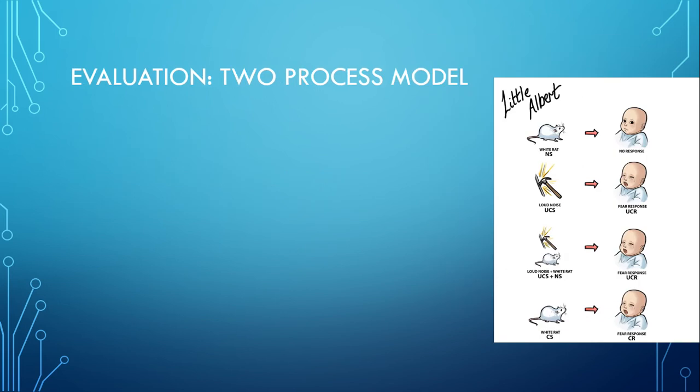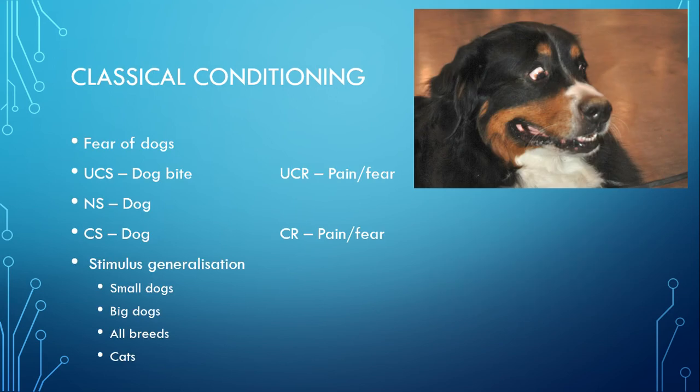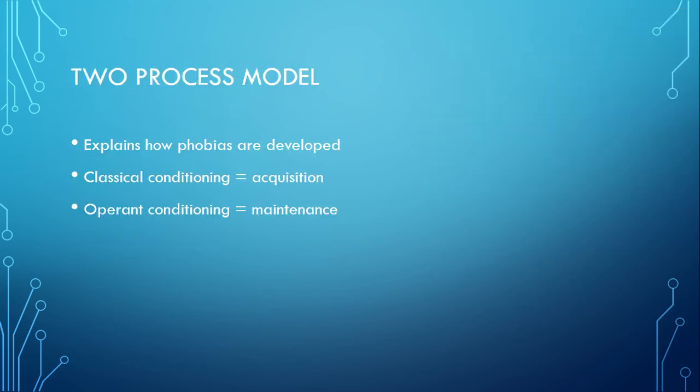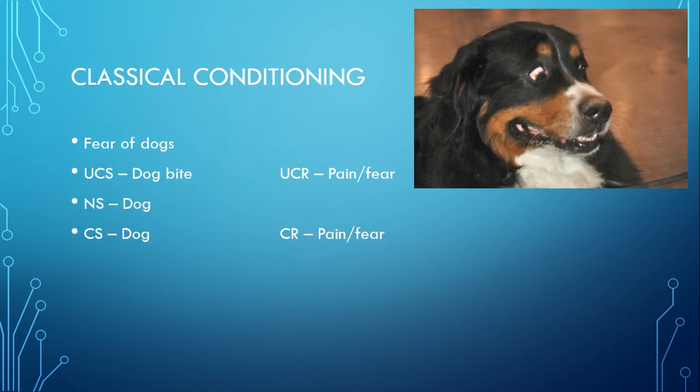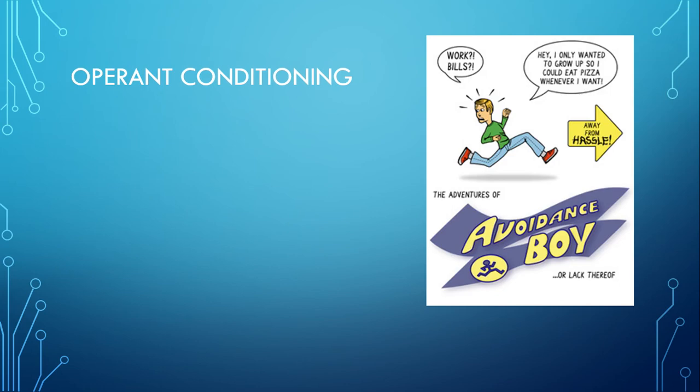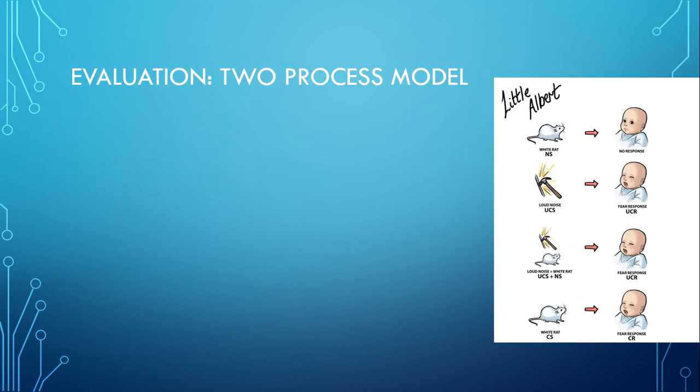So the two key new things that we have discussed and covered with the two-process model are the words acquisition and maintenance, and that is pretty much it. The only other additional thing might be the concept of stimulus generalization and placing them together. However, that is it.